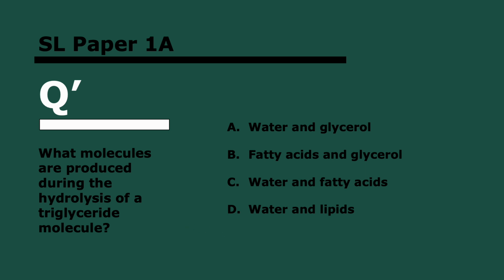Moving on. What molecules are produced during the hydrolysis of a triglyceride molecule? This should be straightforward. Again, 3, 2, and 1. It's fatty acids and glycerol. Remember, a triglyceride is made of 1 glycerol joined by 3 fatty acids. And again, if you don't remember some of these concepts, we have videos on all of the individual subtopics, so you can always go back and have a browse.